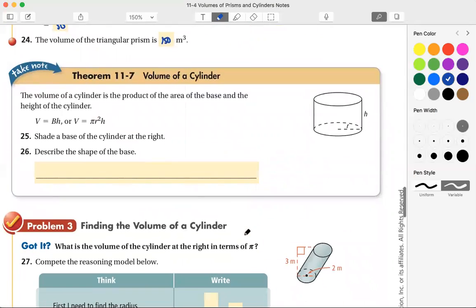All right, volume of a cylinder. The volume of a cylinder is the product of the area of the base and the height of the cylinder, or V equals area of the base times the height. Since this is a cylinder, the base is a circle, and we can substitute that in as pi r squared times h. So let's shade the base of the cylinder. Done. Describe the shape of the base. The base is a circle.